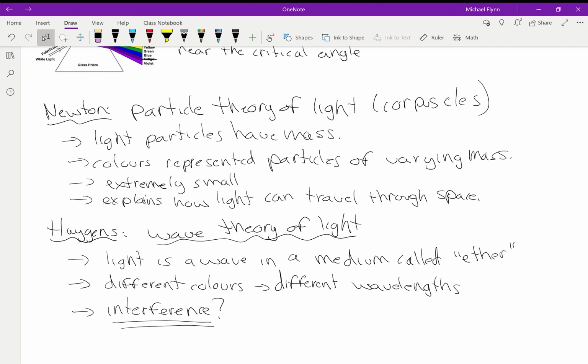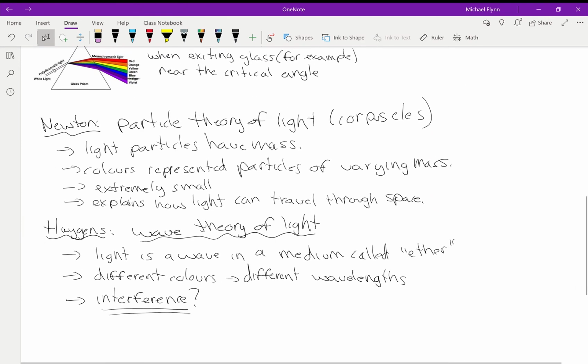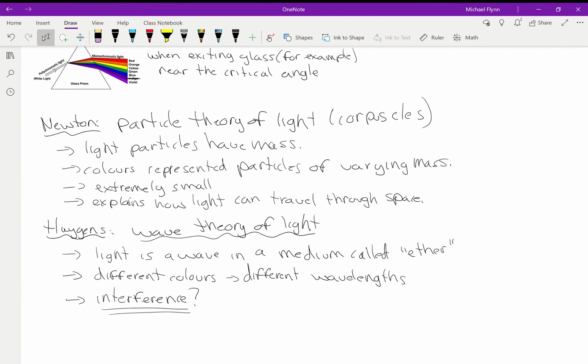They figured out how light could get through a vacuum without any ether, and that was very important too. They had to modify Huygens' theory a little bit. There was no ether and stuff like that. But he was definitely more correct than Newton was.